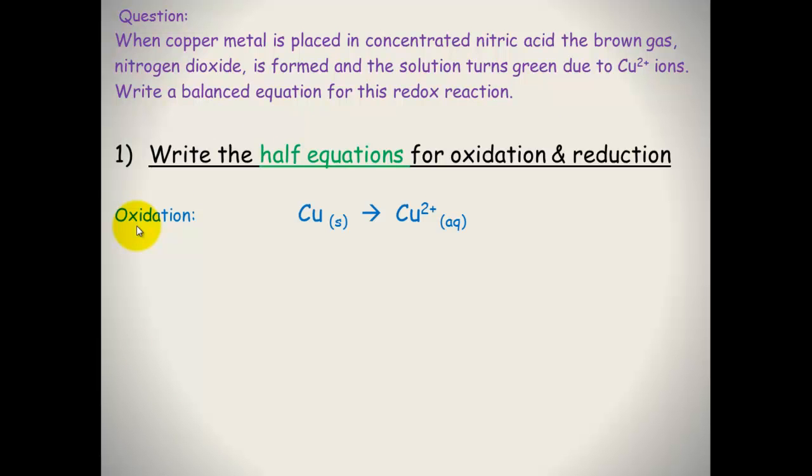We know this for two reasons. One, we can see that copper is becoming copper 2+, which means it has to have lost electrons. Oxidation is loss of electrons. The other way you can work it out is by using your oxidation numbers.